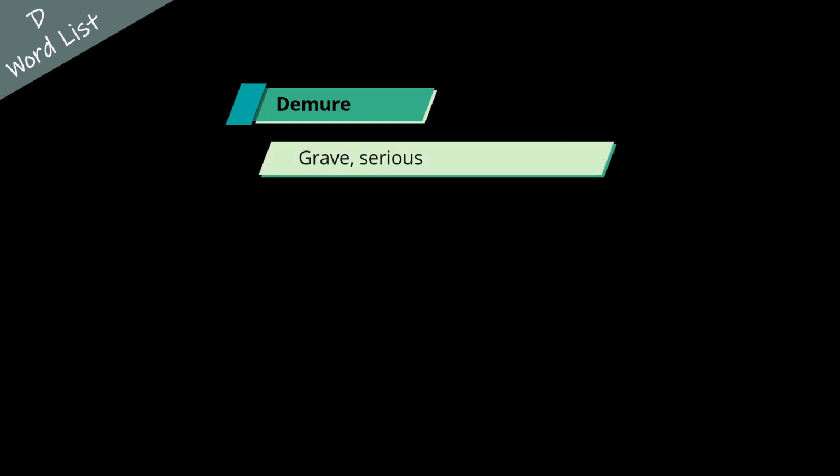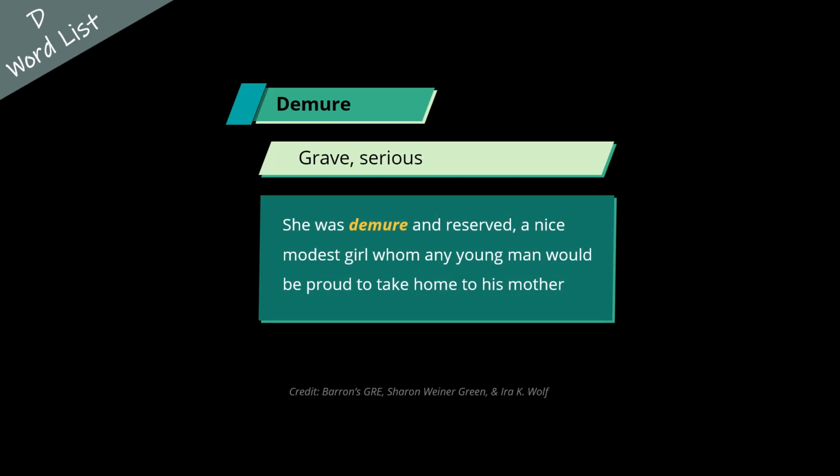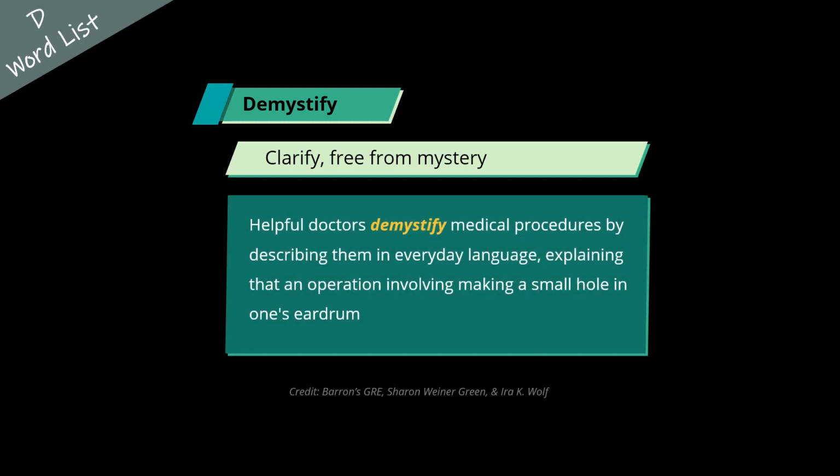Demure means grave, serious. For example, she was demure and reserved, a nice modest girl whom any young man would be proud to take home to his mother. Demystify means clarify, free from mystery. For example, helpful doctors demystify medical procedures by describing them in everyday language, explaining that a myringotomy, for example, is an operation involving making a small hole in one's eardrum.